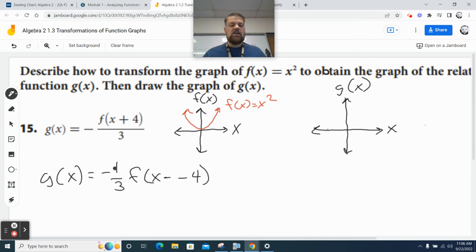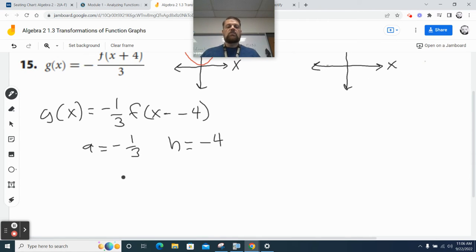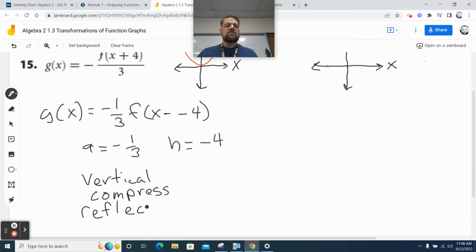All right, so what does that tell me? Well, that tells me that my a term is equal to negative 1/3. That tells me that my h term is equal to negative 4. So remember, this is a vertical compression. So that's going to compress it by a factor of 1/3. But plot twist, it's negative. So this is going to reflect about the x-axis.